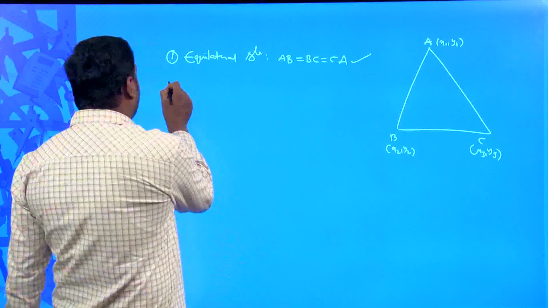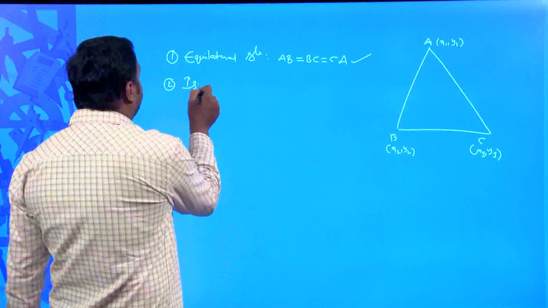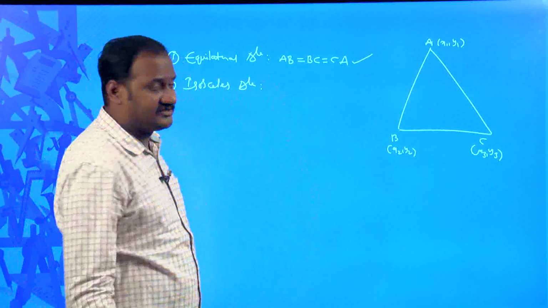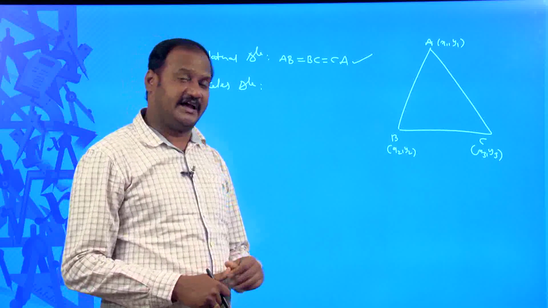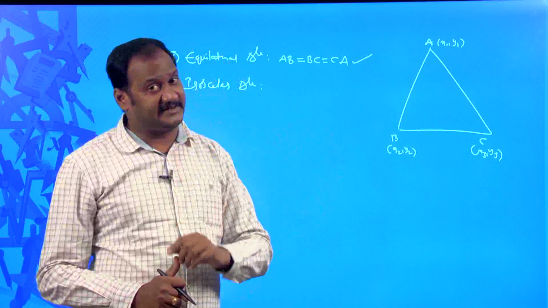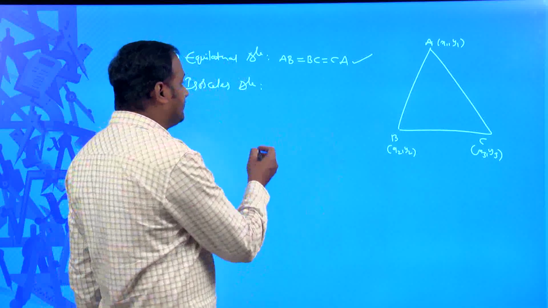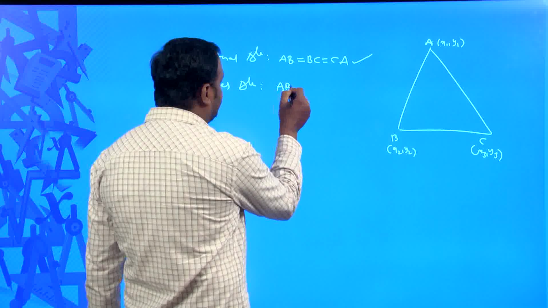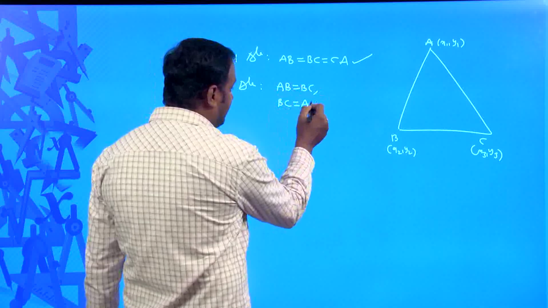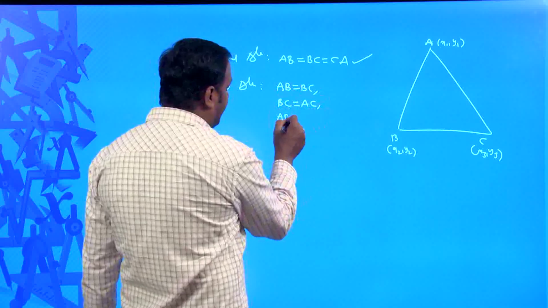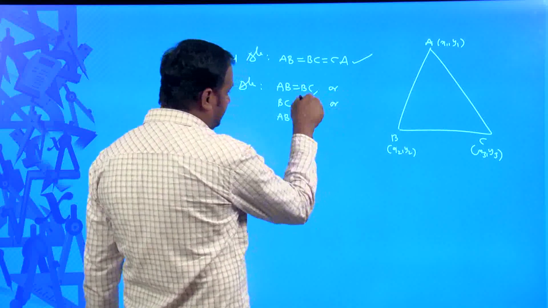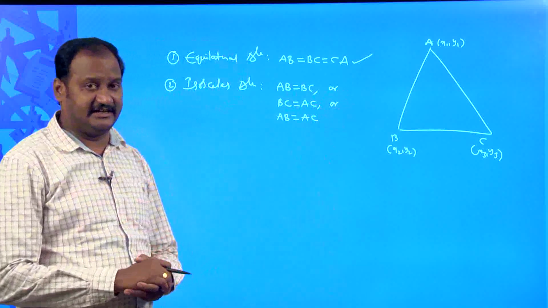Suppose you are asked to prove that it is an isosceles triangle, so how can you prove that the triangle is isosceles? It is very easy to prove as per the properties of an isosceles triangle. In an isosceles triangle, 2 sides must be equal. So, those 2 sides must be equal means what? You find out the distances: AB and BC may be equal, or BC and AC may be equal, or AB and AC may be equal. Okay. So, if any one of the conditions holds good, then we can say that the triangle is isosceles.